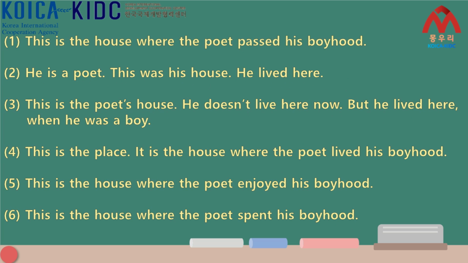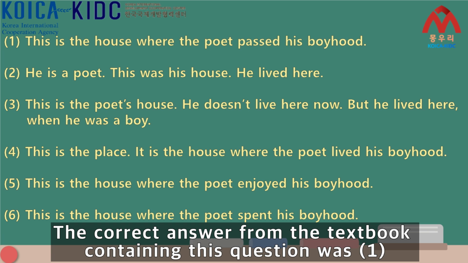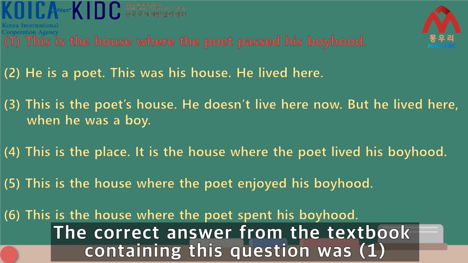This is the house where the poet passed his boyhood. He is a poet. This was his house. He lived here. This is the poet's house. He doesn't live here now, but he lived here when he was a boy. This is the place. It is the house where the poet lived his boyhood. This is the house where the poet enjoyed his boyhood. This is the house where the poet spent his boyhood. The correct answer from the textbook containing this question was number 1.